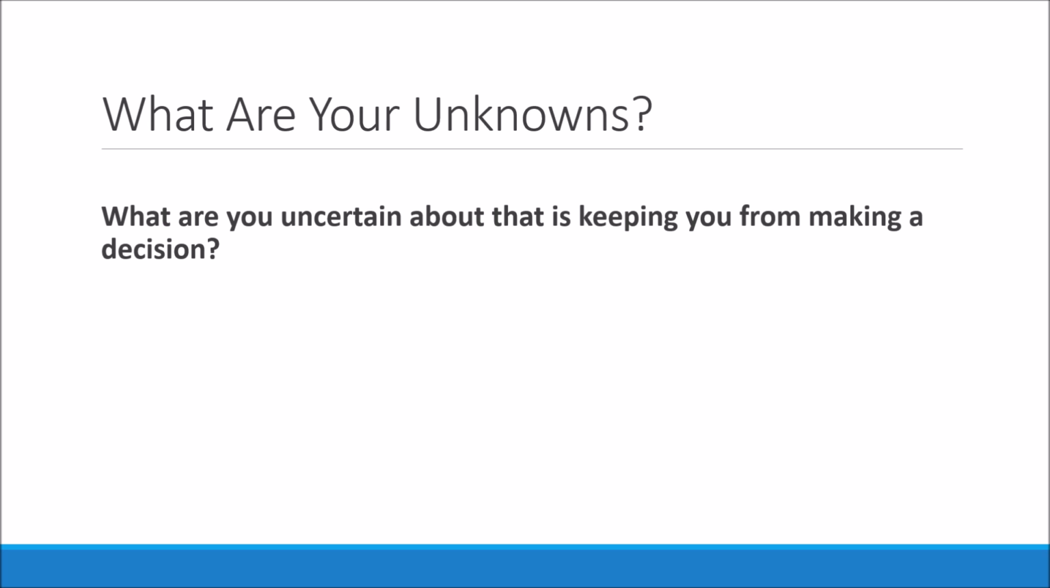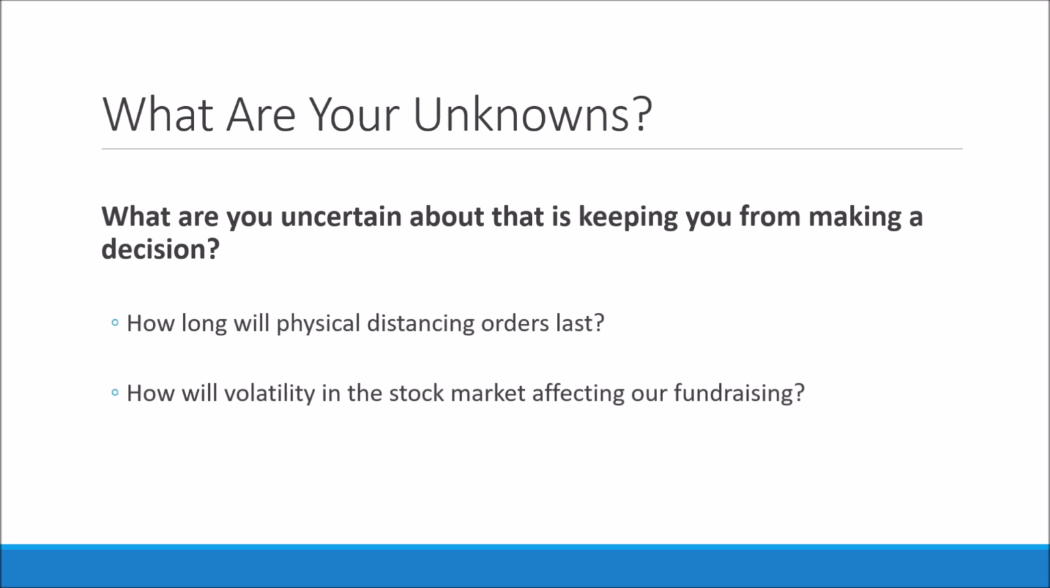So even with all of the very real uncertainty that we're facing right now, before you put a factor on your unknown list, go ahead and research it as much as you can. What are people predicting about different factors? What are people who are specialists in an area like the stock market or in public health thinking about that might give us a better sense of what uncertainty actually is in each area? For example, unknowns that you might be facing right now: how long will physical distancing orders last? Or will the continued volatility in the stock market make fundraising hard for us in some way?